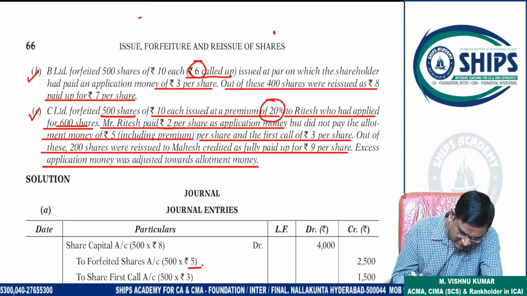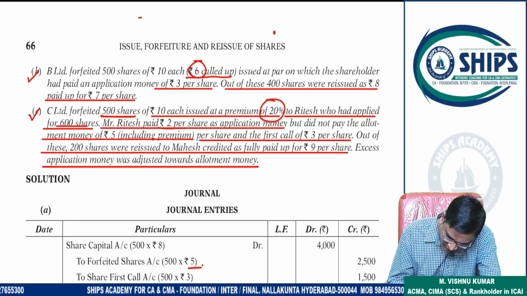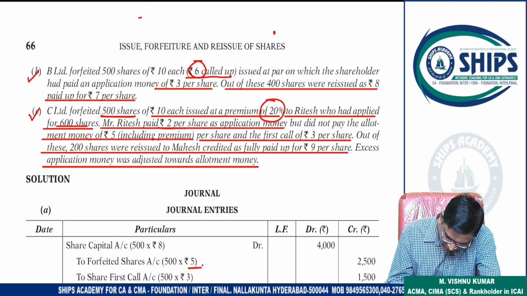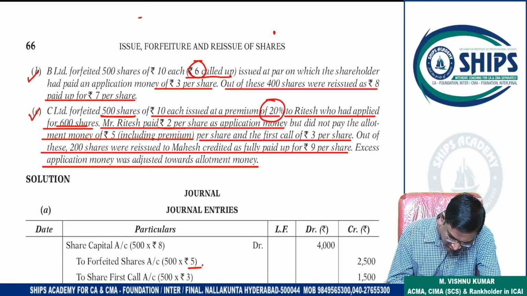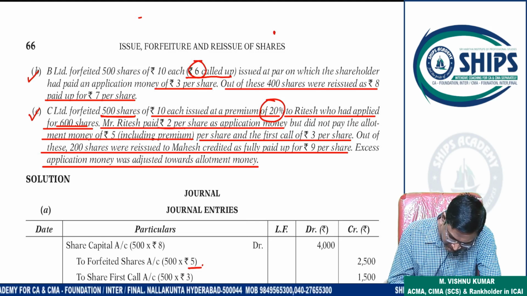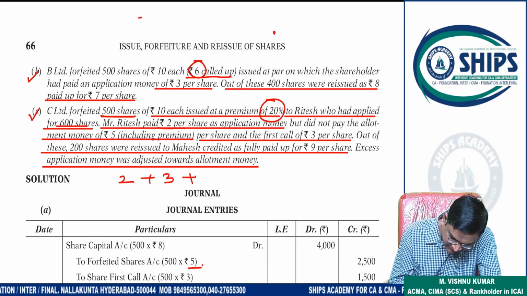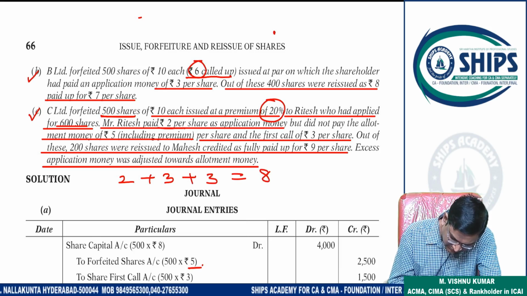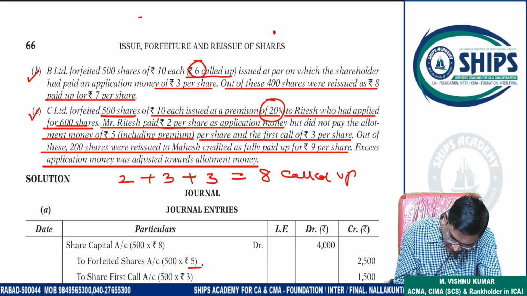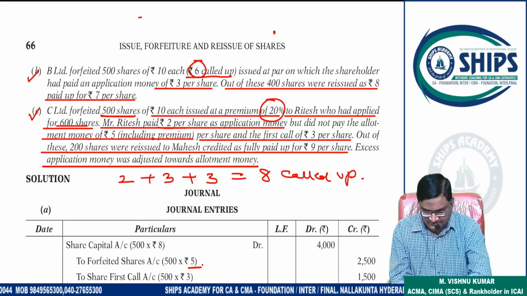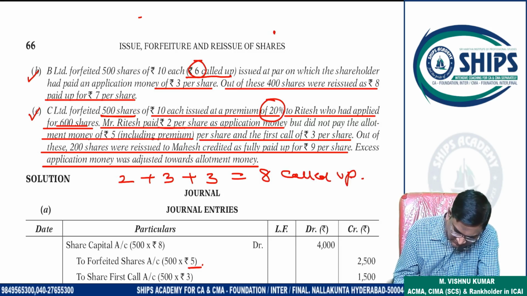Okay, right, sir. Now the final call is not made here, only the first call is made. Here no information is given on the final call, because the shares were forfeited after the first call only. So application money how much? Application money is 2 rupees, allotment money 3, first call 3. So this is 8 rupees. So of the 10 rupee share, 8 rupees is the called up value. Premium is not received here.